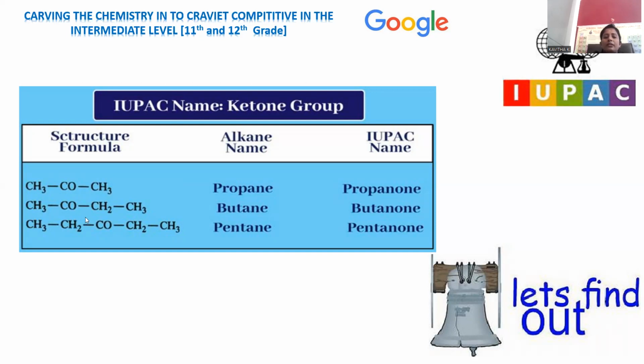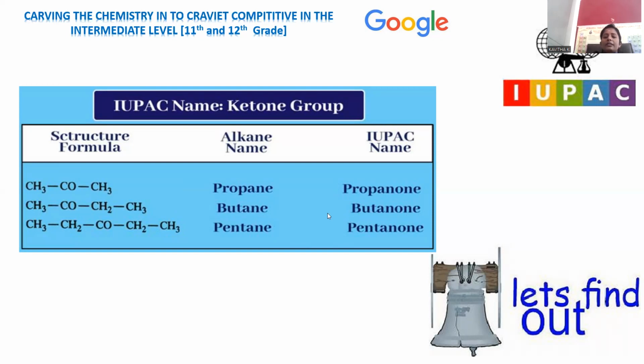And move on to another, where you can see one CH2 got increased. Whenever any two compounds differ by CH2, this is called a homologous series. CH3 C double bond O, CH2 CH3 is a 4 carbon parent chain, and you can mention butane. In this butane, 4 carbons will be there, and moreover, the ketone is located on the second carbon. So alkanone is the general representation, so let me mention butanone.